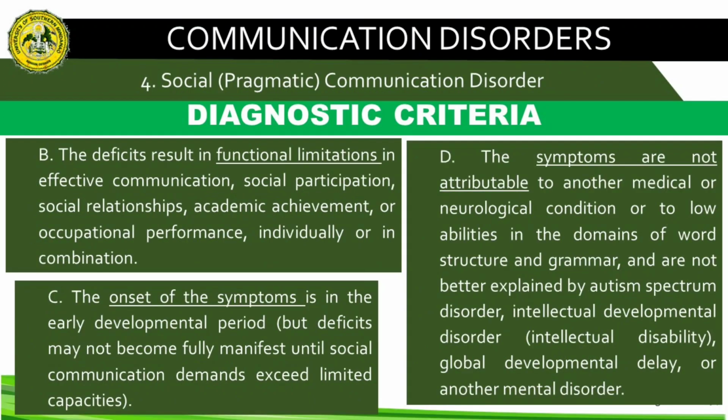For the criterion B, the deficits result in functional limitations in effective communication, social participation, social relationship, academic achievement, or occupational performance individually or in combination. So the deficits in social communication result in functional limitations. For the criterion C, the onset of the symptoms is in the early developmental period, but deficits may not become fully manifested until social communication demands exceed limited capacities.